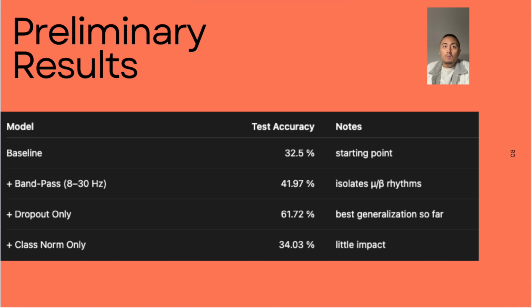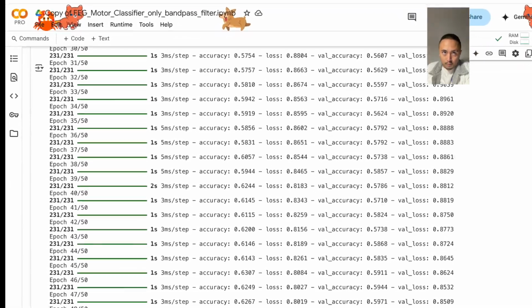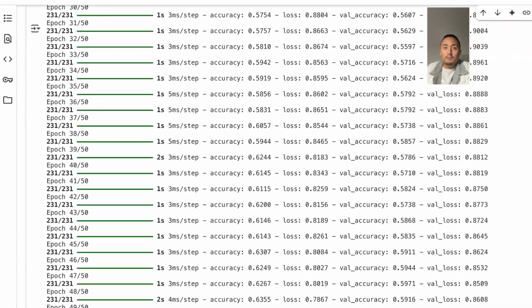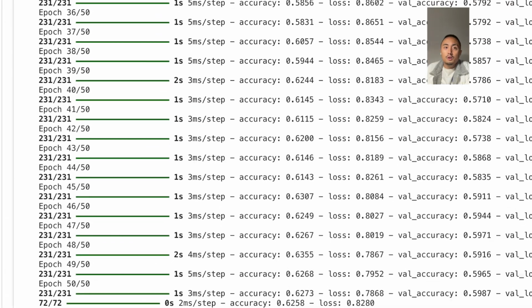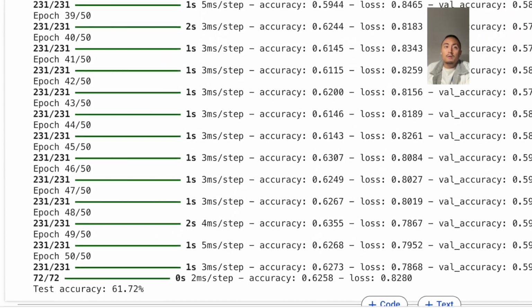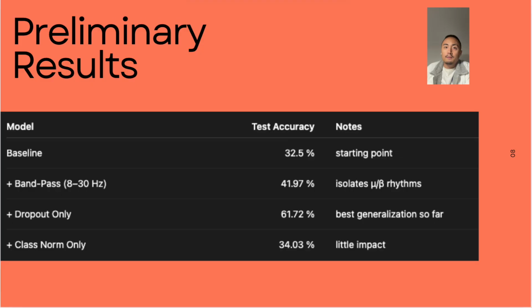And secondly, we implemented dropout regularization by adding dropout layers to each hidden layer to combat overfitting, which dramatically improved the test accuracy up to 61.72%. Notably, this approach achieved a minimal difference between the training accuracy, which is 62.58%, and testing accuracy, highlighting the effectiveness of the generalization.